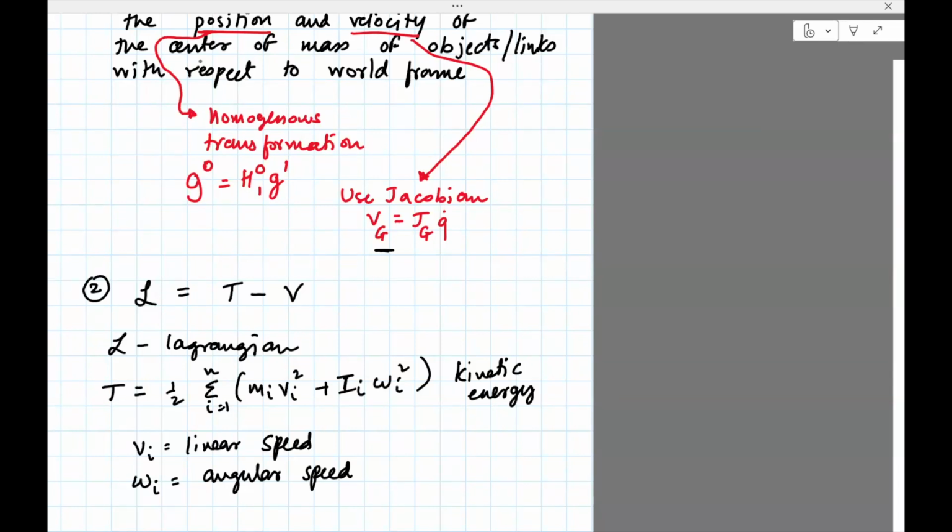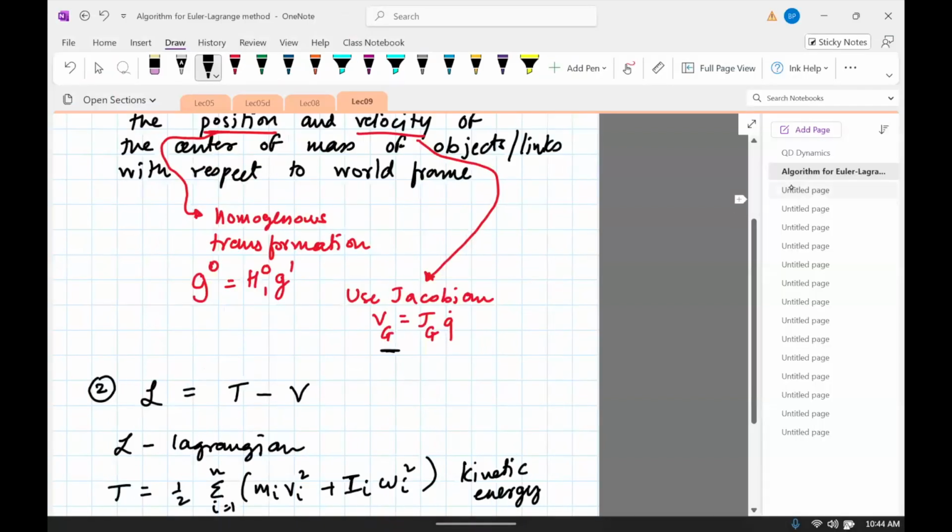So we got T. What is V? V is the potential energy. So here's the formula for V.